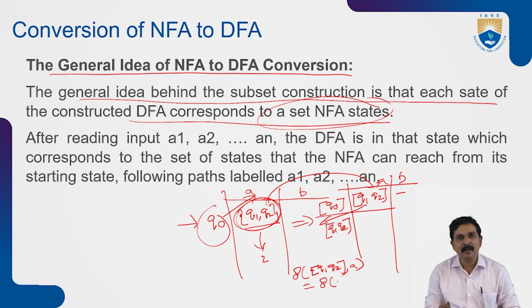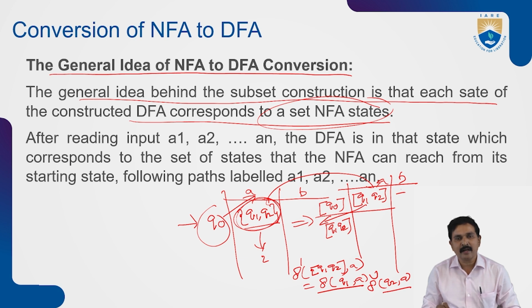First, you find delta of Q1 comma A union delta of Q2 comma A. Or we can define different notations: delta dash of Q1 comma Q2 comma A. Delta dash is the transition function of the DFA, and delta is the transition function of the NFA. So we have to check the cases where we can apply the subset construction.